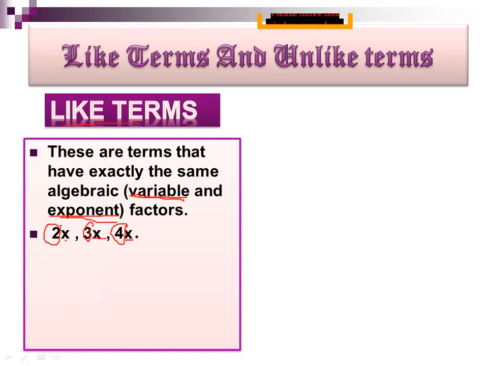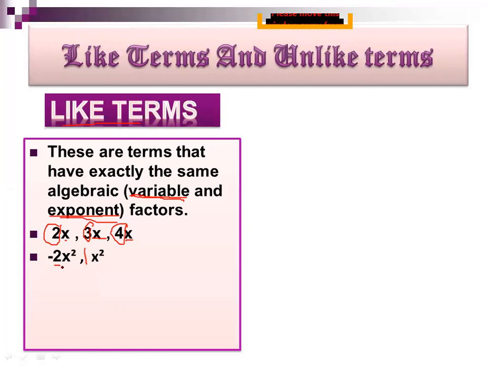So these are like terms because they have the same variable, that is x. Now the next one is minus 2x square. This term has a minus sign, and where nothing is written, no sign, you will say the term has a plus sign. As you can see, here you have exponent 2, and where nothing is written, you will consider the exponent to be 1.